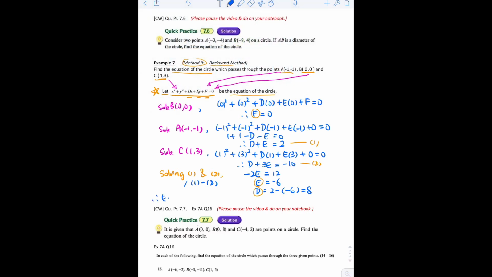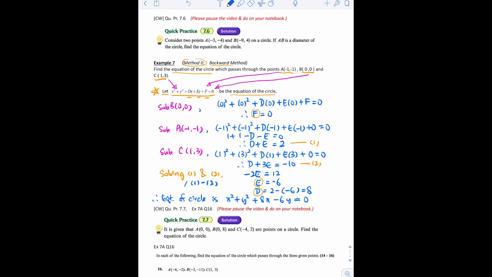So you have the equations of the circle is x squared plus y squared plus 8x minus 6y equals 0.